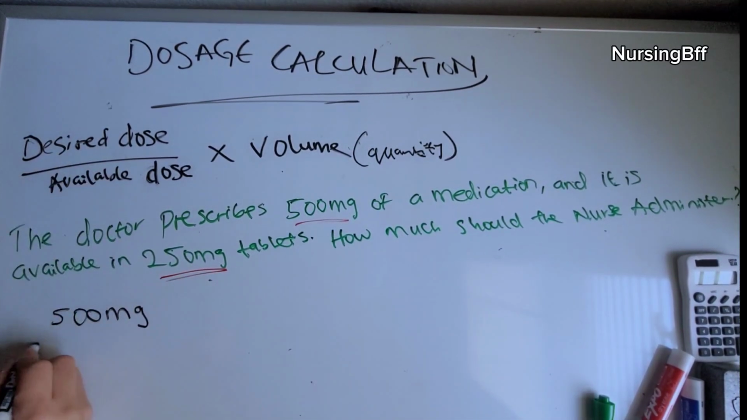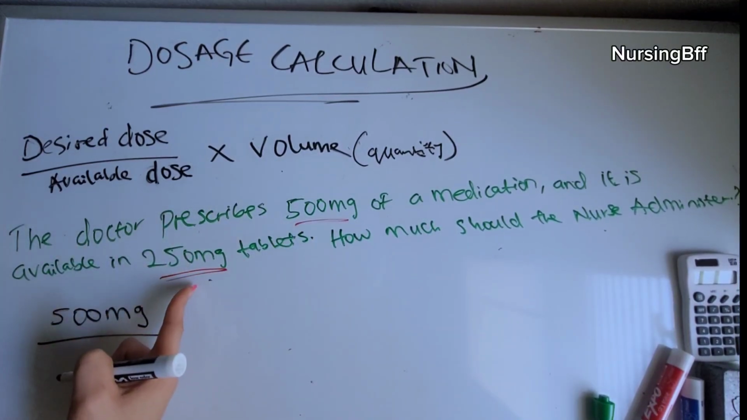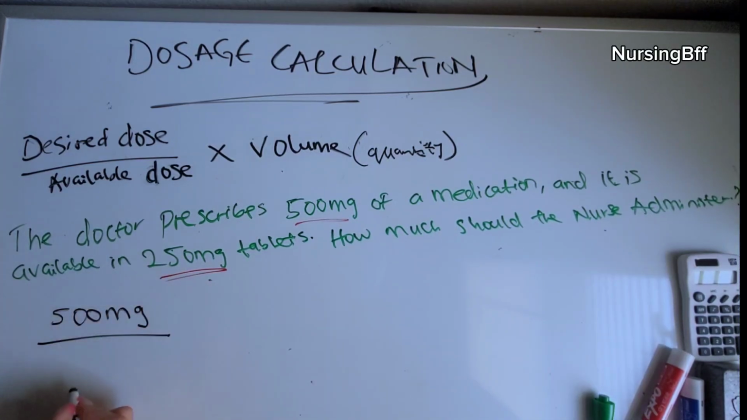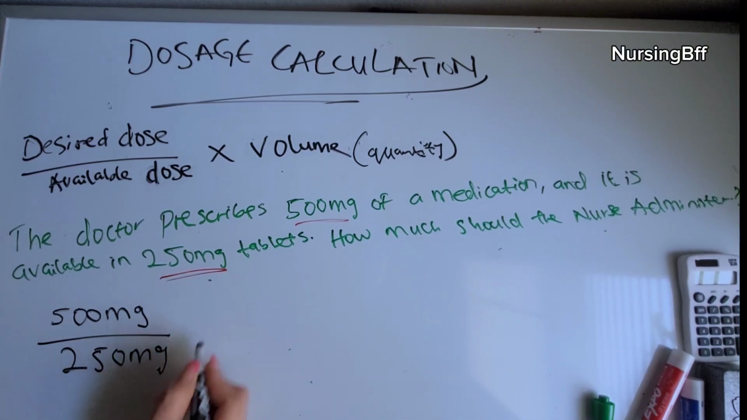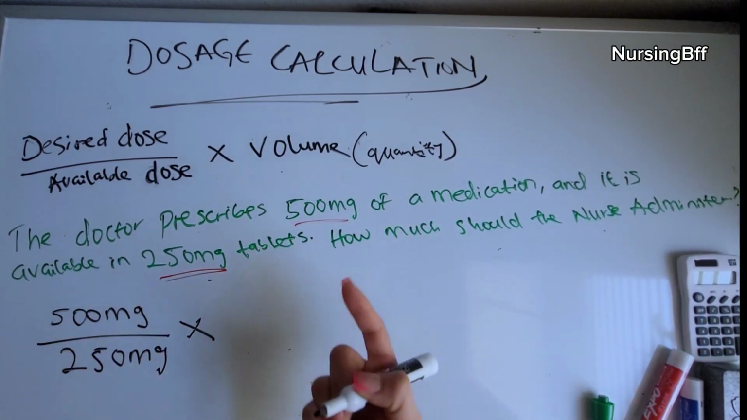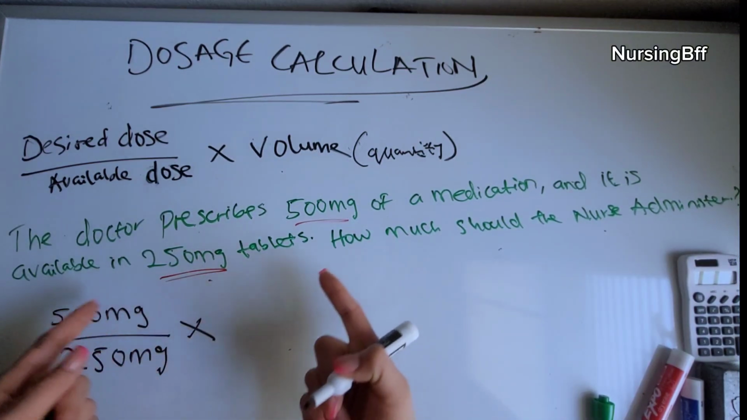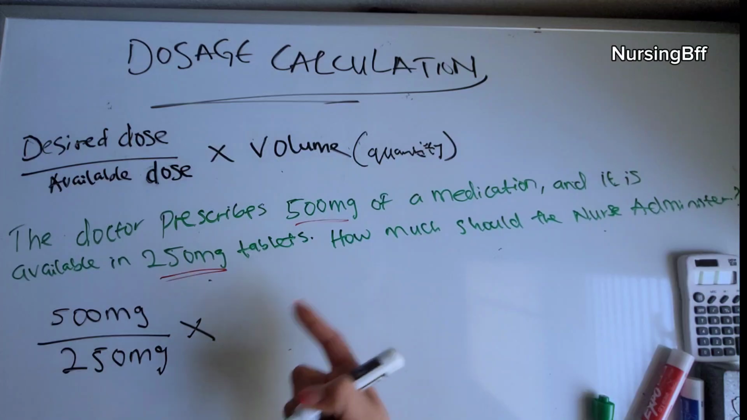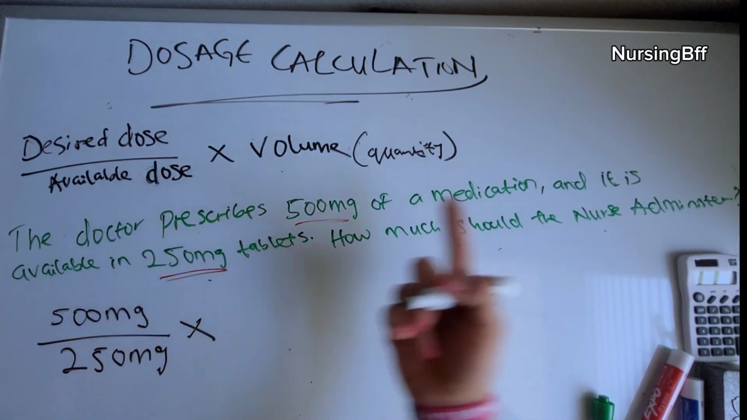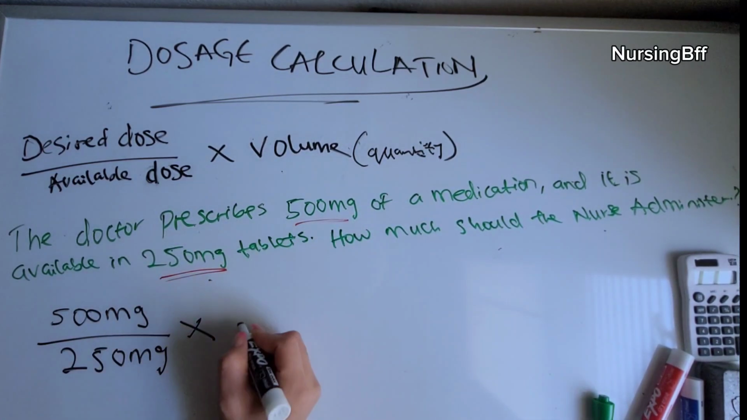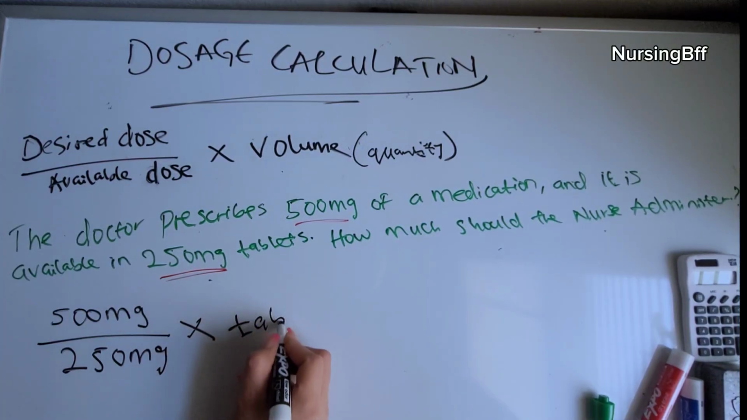Divide by the available. Available is what you have already, what you have at hand already. That is 250 mg, times, we don't have volume. That is what we are looking for. We are looking for how many tablets we are supposed to give. You could call it tablet, you could call it med, I'll just call it tablet.